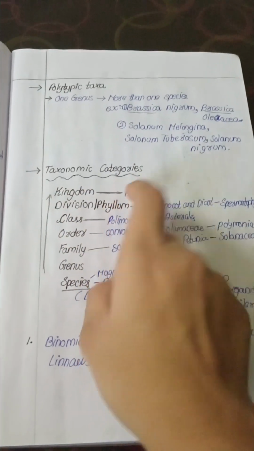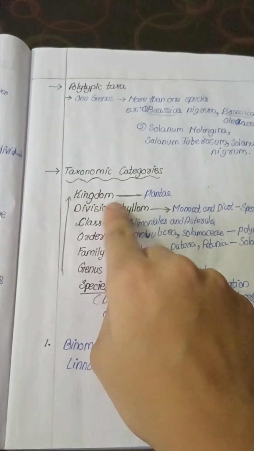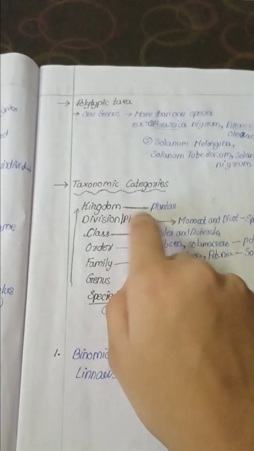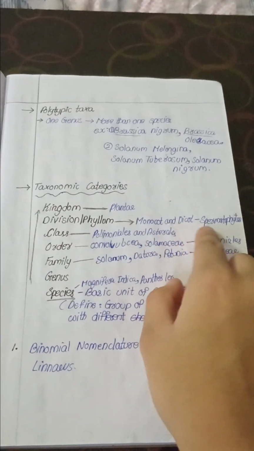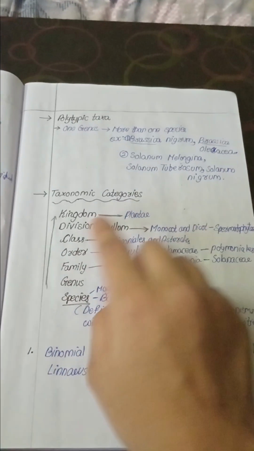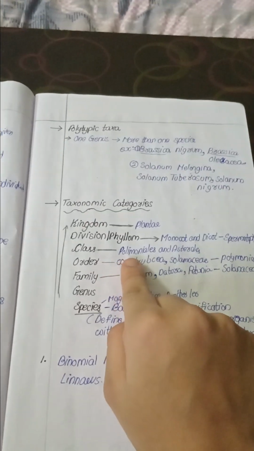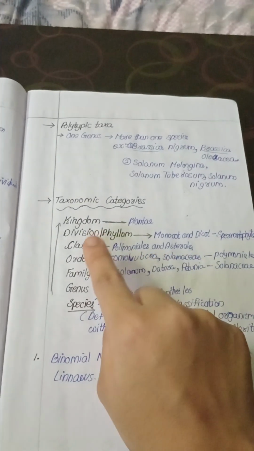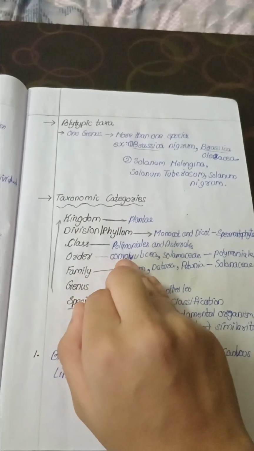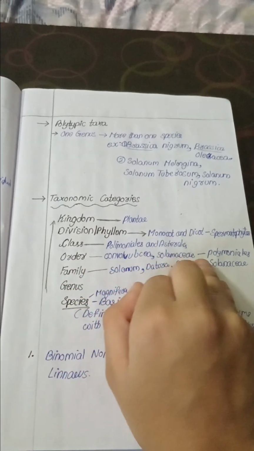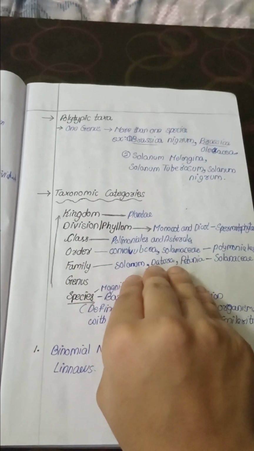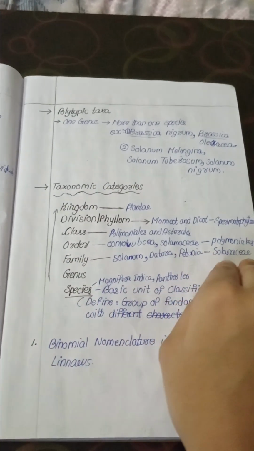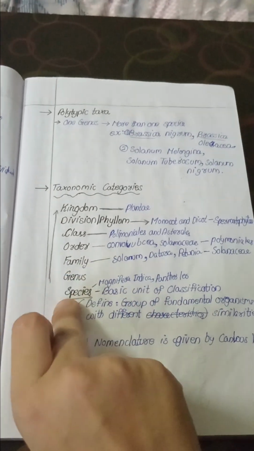Now the taxonomic categories. First, it starts with kingdom. Example: Plantae. We can also take Animalia as an example. Division or phylum: monocot and dicot, spermatophytes. Example: class: Polymoniales and Asterales. Then order: Convolvulaceae, Solanaceae, Polymoniales. Family: Solanum, Datura, Petunia, Solanaceae. And last, genus, then species.